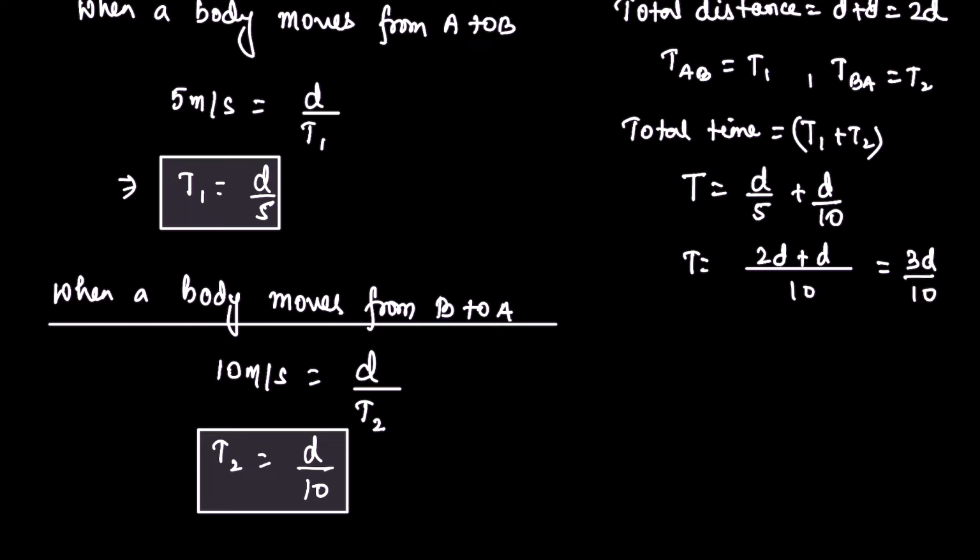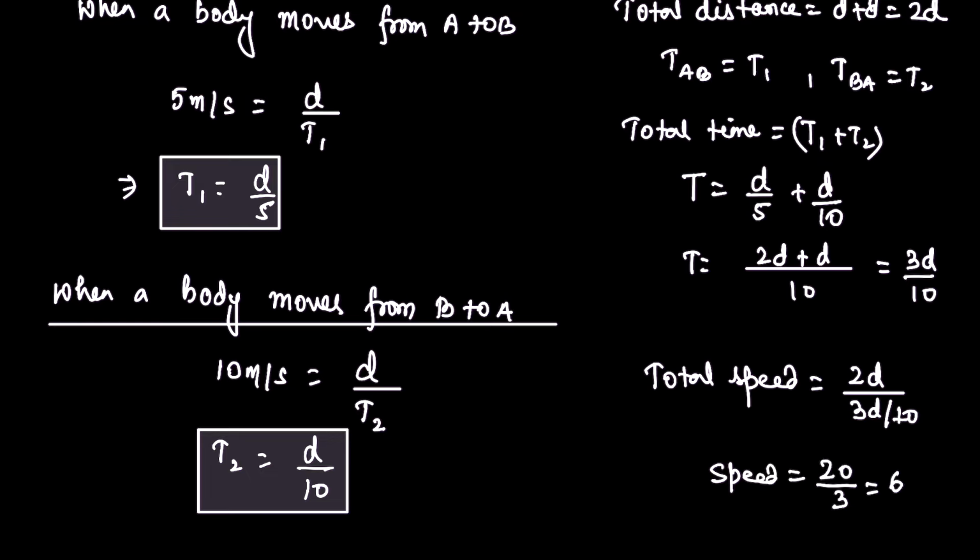So total time we got, and total distance we have. So what is the total speed? It is equal to 2D, which is the total distance, divided by 3D by 10, which is the total time. So here speed you will get as 20 by 3, 6.66 meter per second. So this is the total speed. Total speed you can also consider as average speed. I will explain it later, but just as information I explained it here. So I hope you understood this part properly.